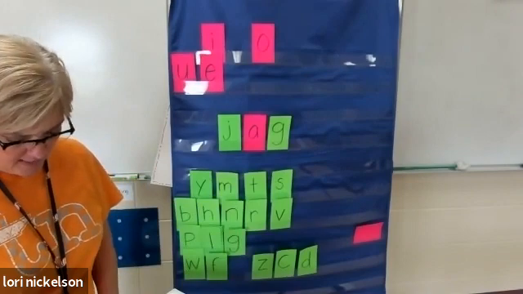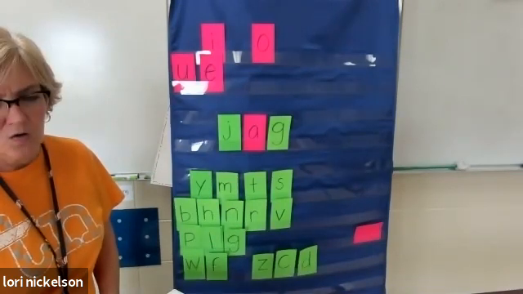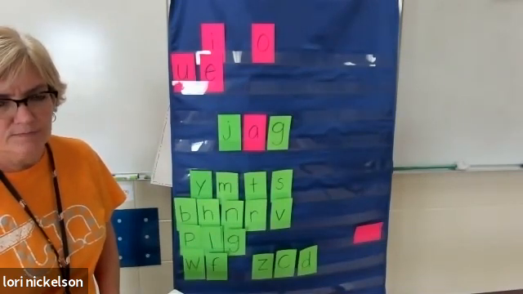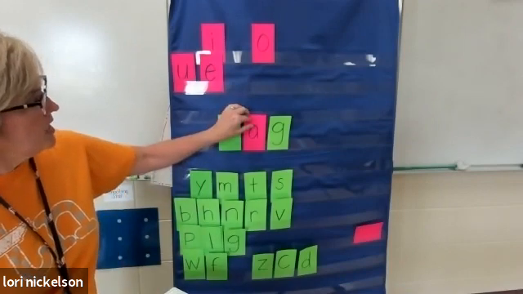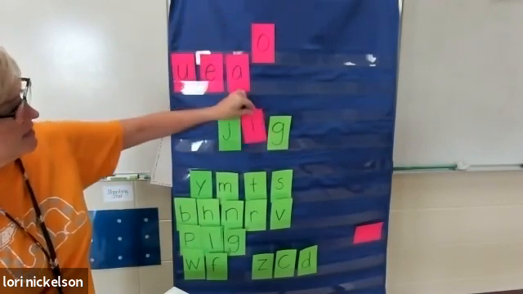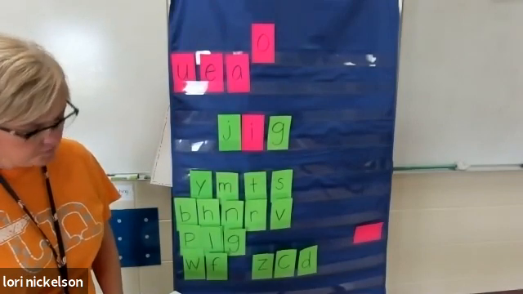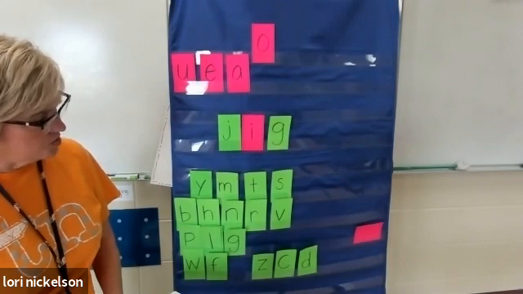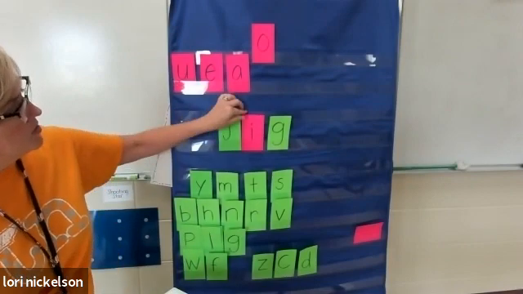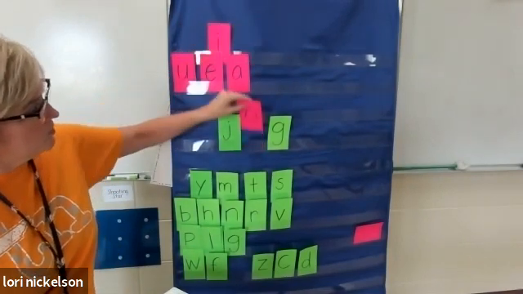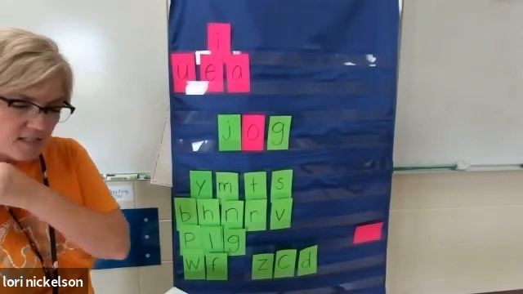Good. Now, from jag, I want to make the word jig. What letter am I going to switch now? Jag to jig. The middle sound, yeah. I'll replace it with the I. Jig. Good. So now let's go from jig to jog. Jog. What makes the ah sound? O. Good. So I'm going to replace the I with the O, and now I have jog.